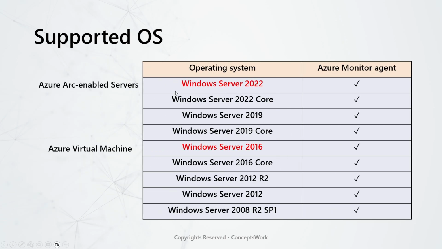Now, from a supported OS perspective, this is the list which is currently supported, out of which I'm going to showcase two different machines. The very first one is an Azure Arc enabled server, which is kind of an on-prem machine that I have in my Hyper-V, and that is Windows Server 2022. The other one is an Azure virtual machine itself, which is Windows Server 2016.